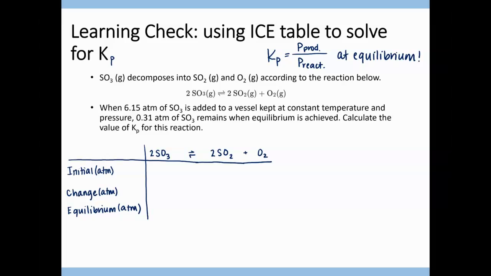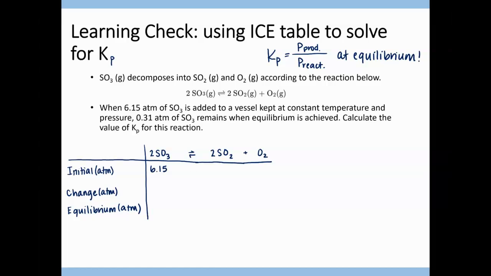Okay, we are told 6.15 atm of SO3 is added to the vessel. Where does the 6.15 atm of SO3 belong in the ICE table? Initial for what? For SO3. Each species has its own column. Imagine it having its own column. If you need to write in lines, that's fine. But the initial pressure of SO3 is 6.15. So we've got that filled out in our table.